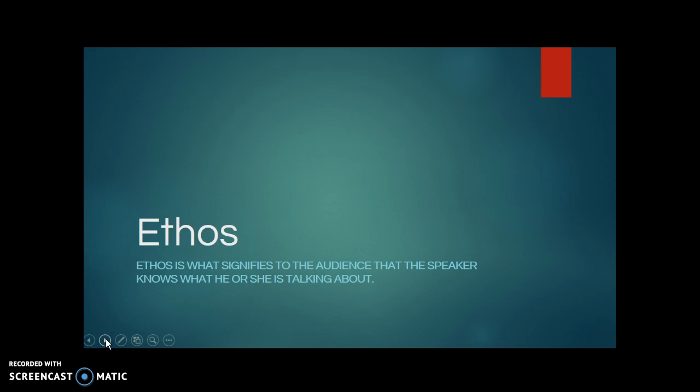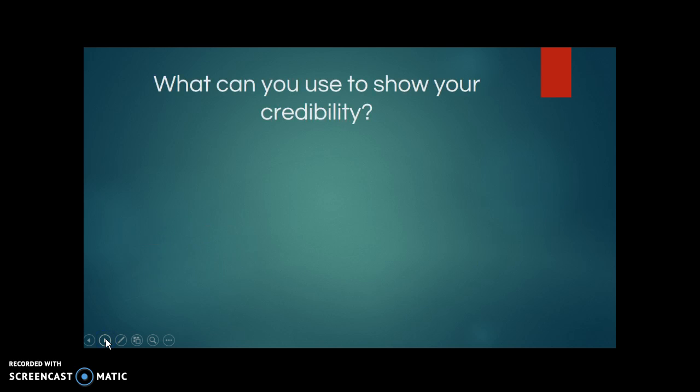Next is ethos. This is what signifies to the audience that you know what you're talking about. You're going to cite sources here, and you're going to use evidence from credible sources, which you can pull from your research paper. This is where those facts and statistics come in. So what can you use to show your credibility as a presenter? Well, just like you did in your paper, present both sides of the argument, your side as well as the counterclaim, or the side that's either for or against what you say. And make sure that you give some refutations or rebuttals in your presentation.